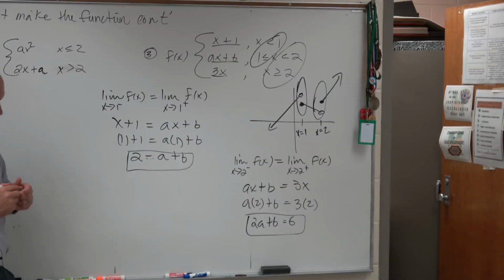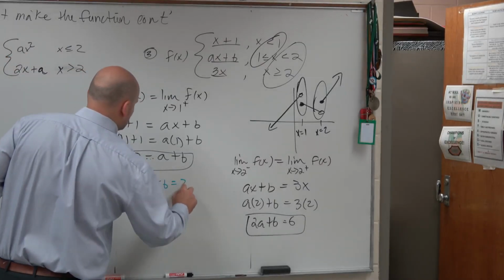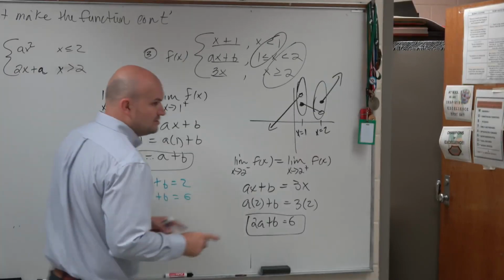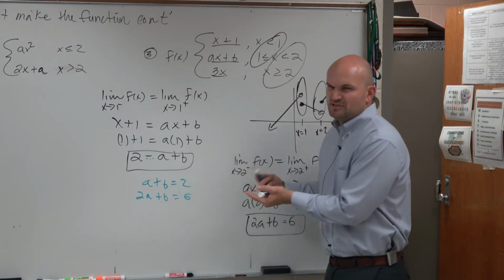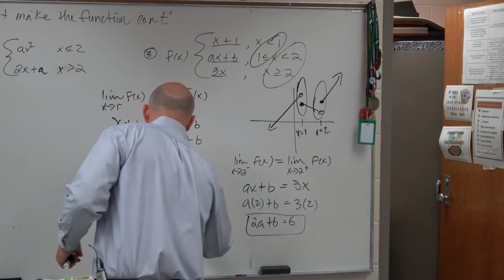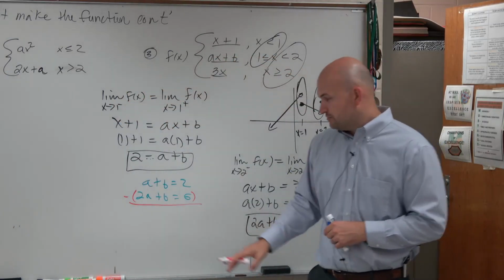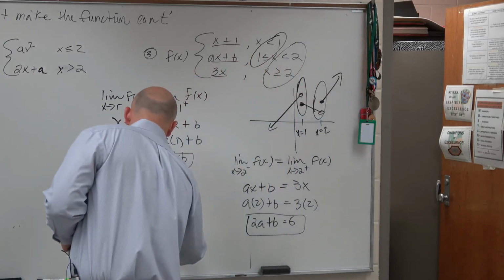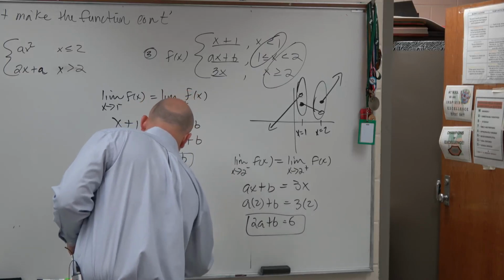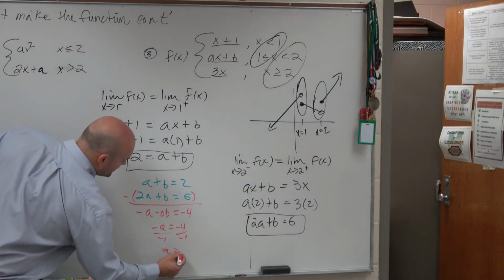Now that I have these two equations, I can just use a system of equations to solve. a plus b equals 2, and 2a plus b equals 6. I just rewrote them. You don't need to rewrite them, but that's the way I like to do it. And then I'm going to use elimination. I'm going to subtract the two equations from one another, and I get negative a minus 0b equals negative 4. So it's negative a equals negative 4. Divide by negative 1, divide by negative 1, a equals 4.